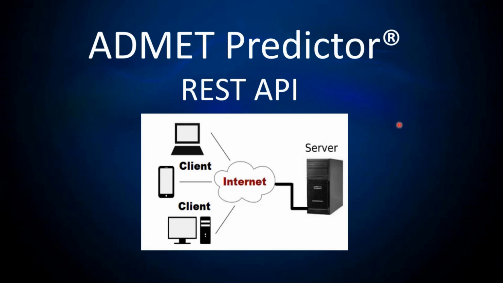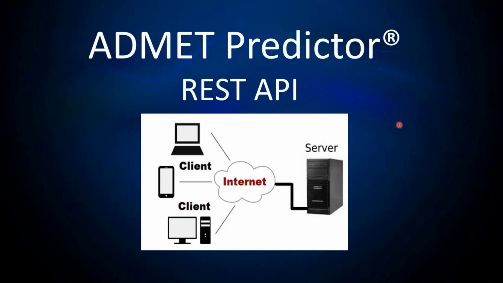The REST API is intended for those customers who want to bring ADMET Predictor functionality, whether it be ADMET property predictions or pharmacokinetic simulations, into third-party software. That software might be a commercial tool like Spotfire or LiveDesign, a custom-built cheminformatics platform, or even just a simple Python script written by an individual scientist.